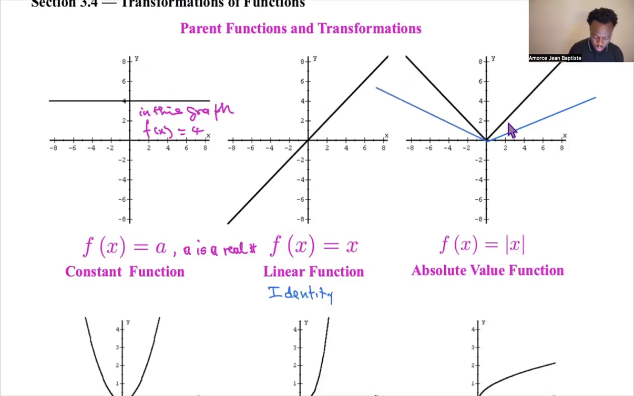Okay, so that would be a vertical shrink or compression. And something like this would be seen as the vertical stretch.